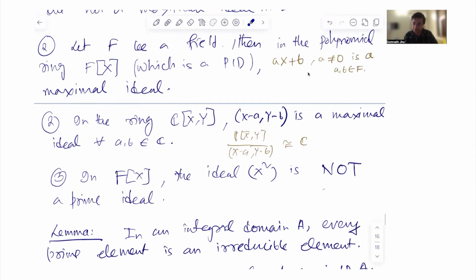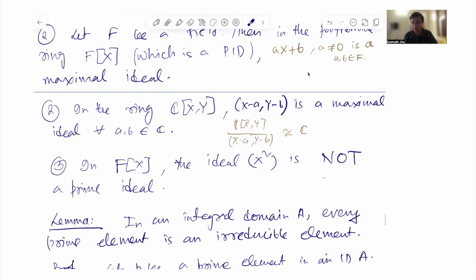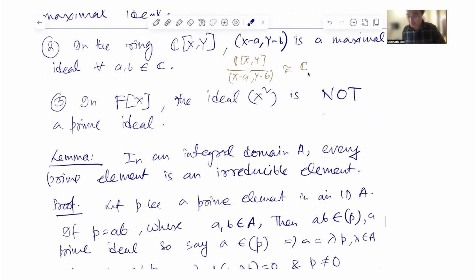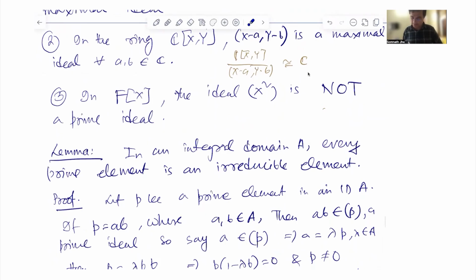So in an integral domain, every prime element is an irreducible element. So why is that? Let P be a prime element in an integral domain A. Suppose P equals AB, where A, B are elements of A. I have to show P is an irreducible element. So let's say P equals AB. Then AB belongs to the ideal generated by P by definition, because AB equals P and P is an element of the ideal. And (P) is a prime ideal. So either A belongs to the ideal or B belongs to the ideal.